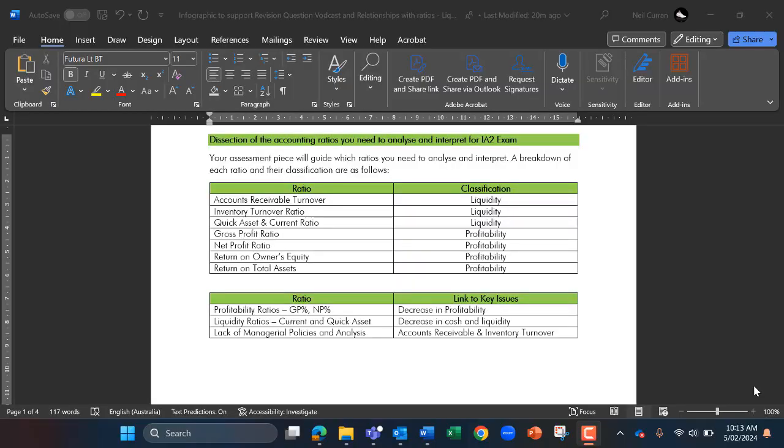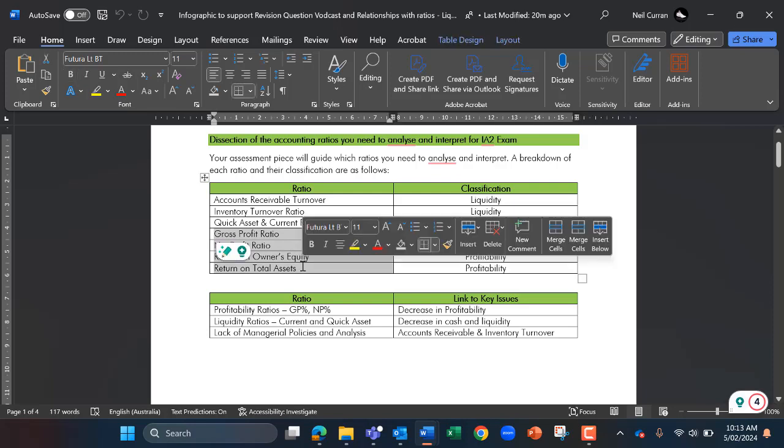Hello, this is the second podcast on how to actually prepare yourself for the IA2 exam and what you need to do in your perusal time of 15 minutes. Now, last one we actually went through all of the profitability ratios, that being the gross profit, net profit, return on owner's equity, and return on total assets.